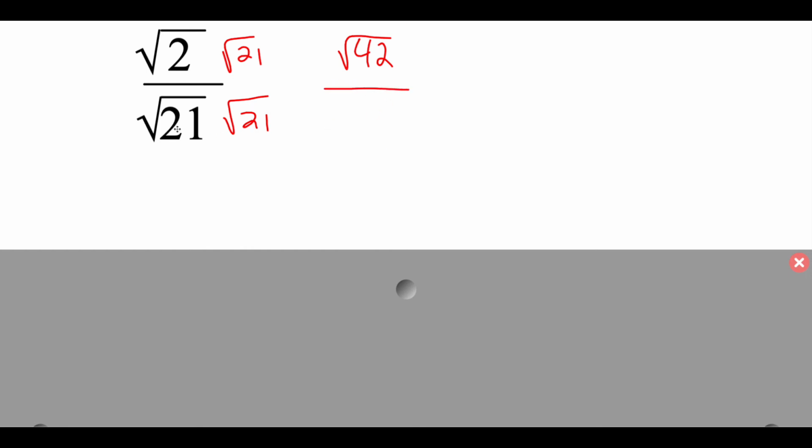And then on bottom, if I take the square root of 21 times the square root of 21, well, when you take a radical times itself, the answer you get is just the number that was underneath the radical.